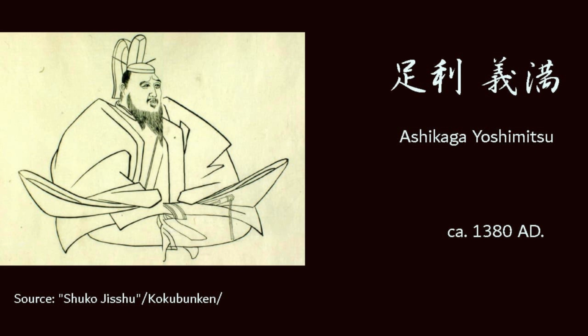Moreover, he was not only at the head of the warrior class as shogun, but also at the head of the court nobility when he became Grand Minister of State. Also, as King of Japan, he promoted trade with China. After his death, however, real power shifted from the Ashikaga shogun to his chief vassals. The shogunate lost its centripetal power.